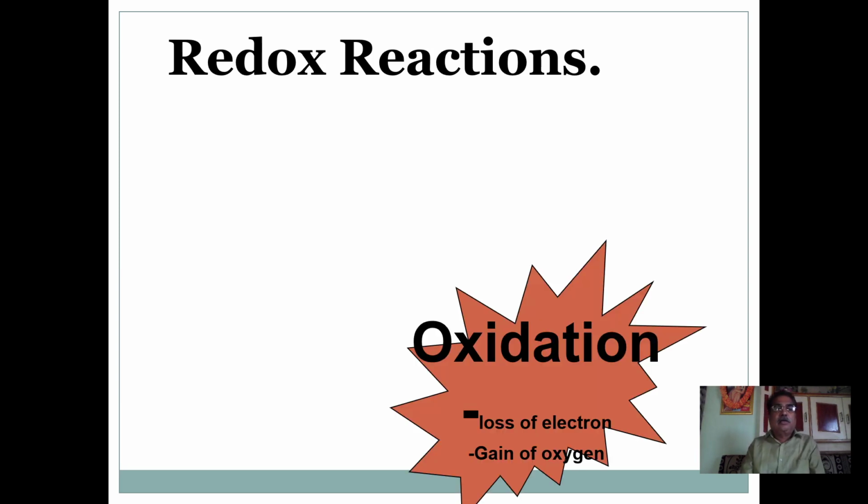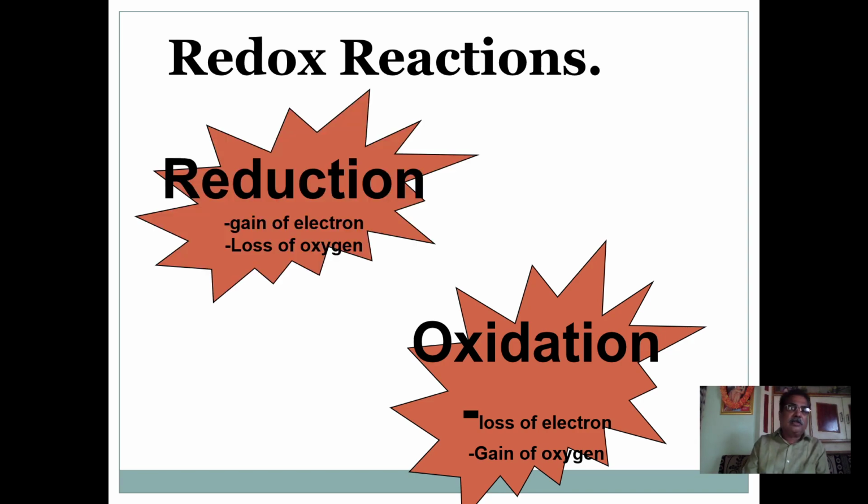In an electrochemical cell, two types of reaction take place. That is, a redox reaction takes place. One is oxidation, meaning loss of electrons or gain of oxygen, while the other reaction is reduction, meaning gain of electrons or loss of oxygen.